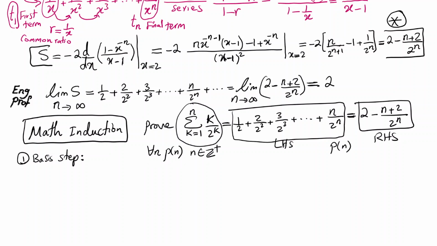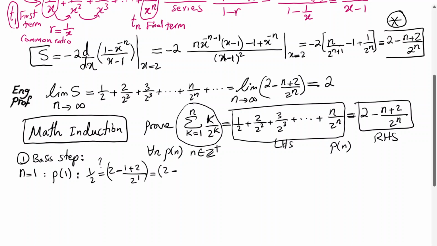So basis step is n equal to 1, prove P of 1 is true. So P of 1 says left hand side simply is 1 over 2, obviously. And the right hand side is 2 minus, instead of n I'm gonna substitute 1, so 1 plus 2 divided by 2 to the 1. So it becomes 2 minus 3 over 2, the right hand side, which is obviously 1 over 2.